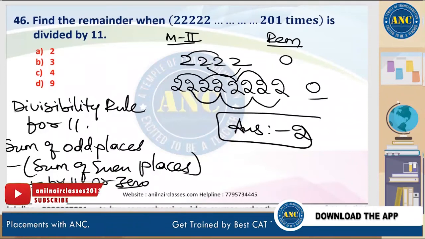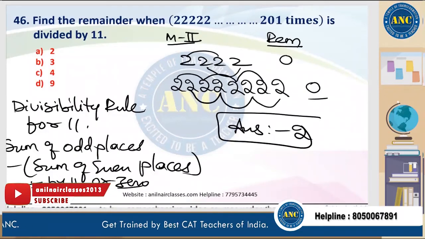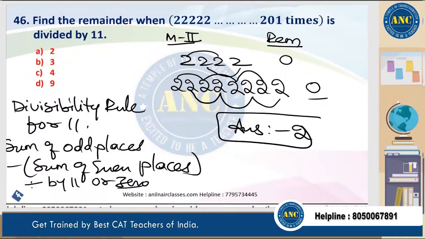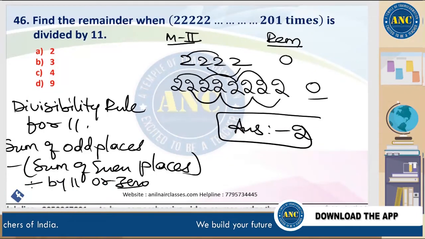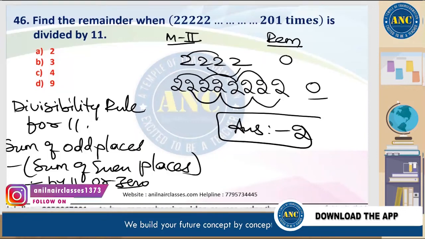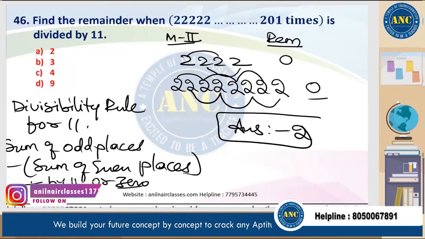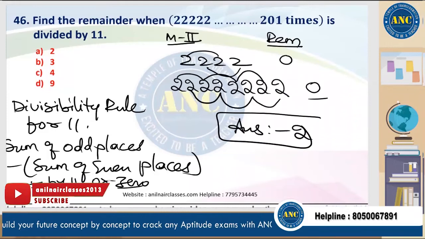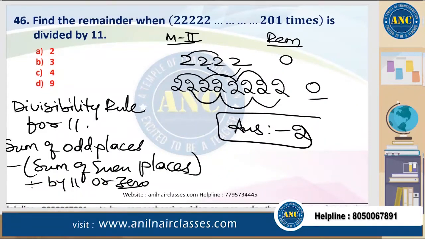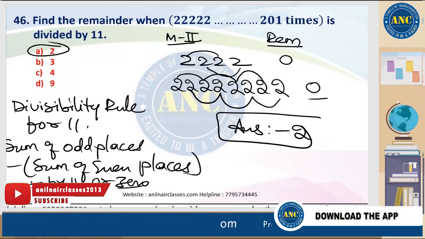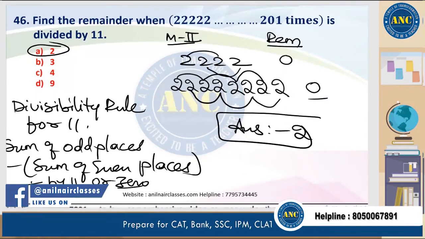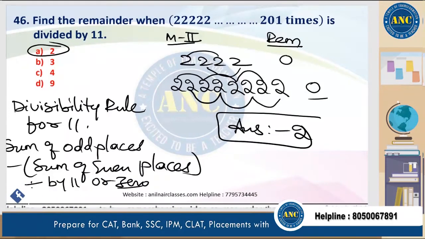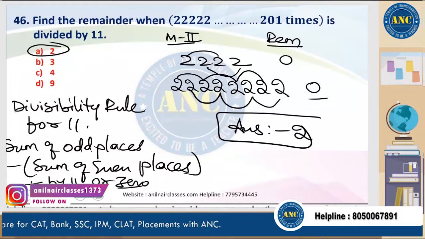Sum of the odd places minus sum of the even places, answer should be either 0 or 11. If I take a group of 4 twos, 2 plus 2 is 4, 2 plus 2 is 4, 4 minus 4 is 0, again 8 is 0. So any groups of 4 will always give me remainder 0. 4 fifties are 200. So answer is 2. Either way you can do 10 cube divided by 11, or you can use this divisibility rule of 11, sum of the odd places minus sum of the even places.